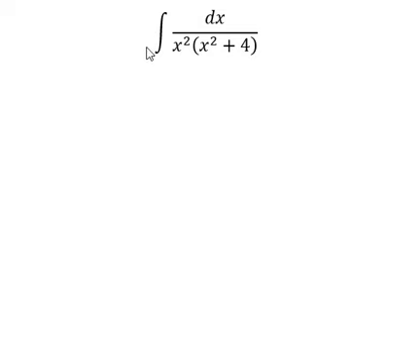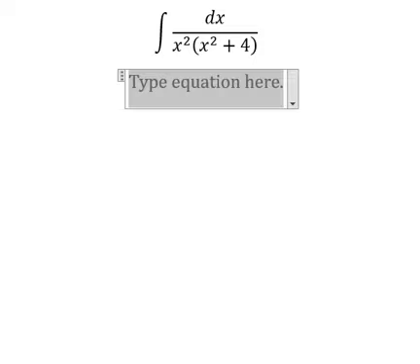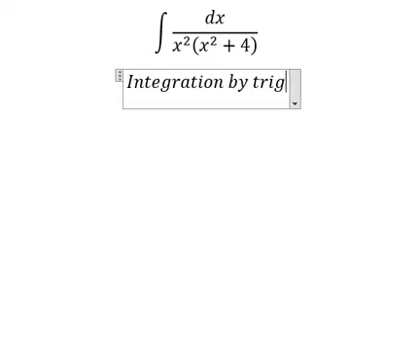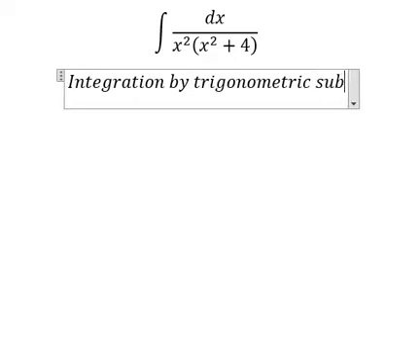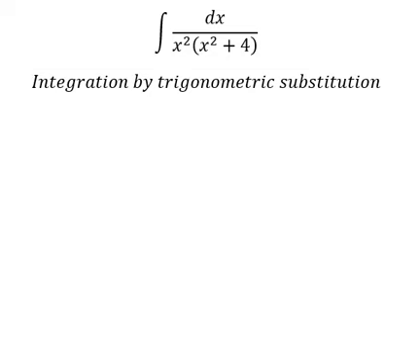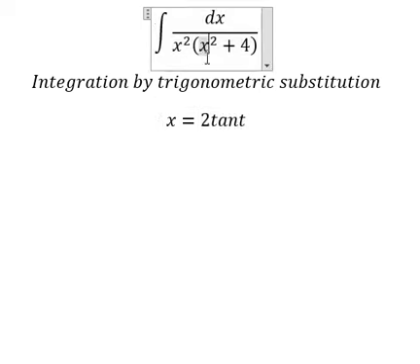So today I will show you how to answer this one. We can use integration by trigonometric substitution. So I will put s equals 2 tan t, because if I put this one here, we have 4 tan t squared, plus 4.